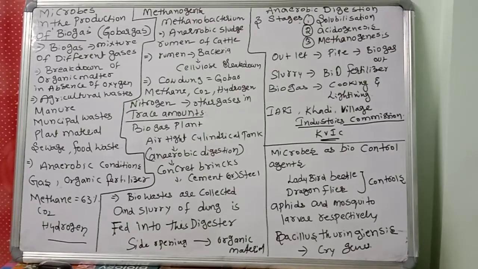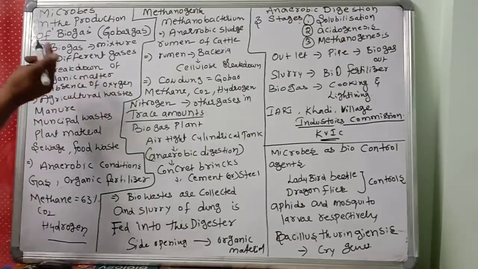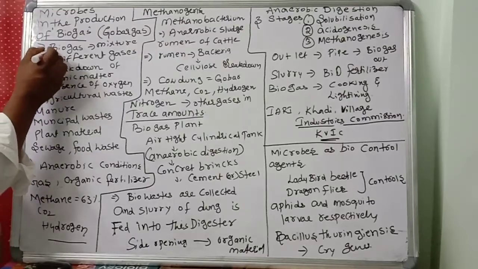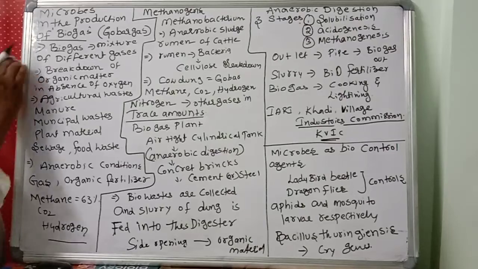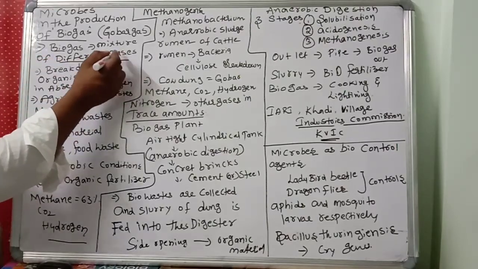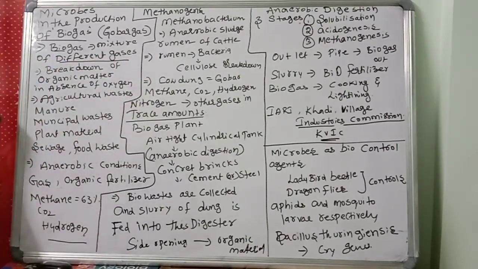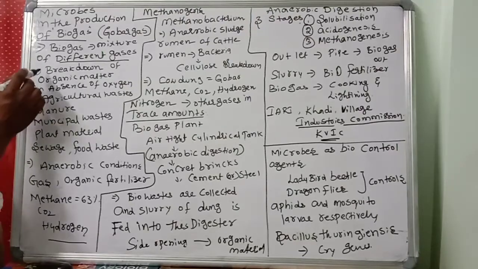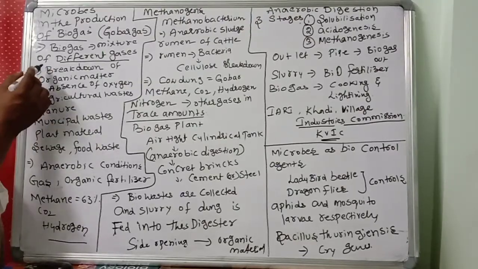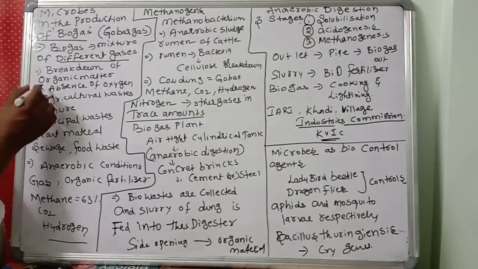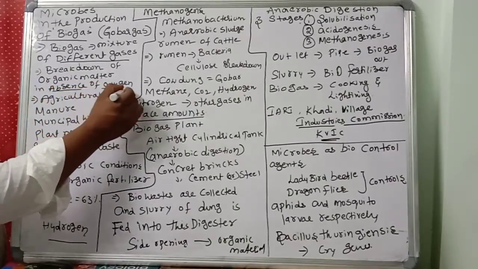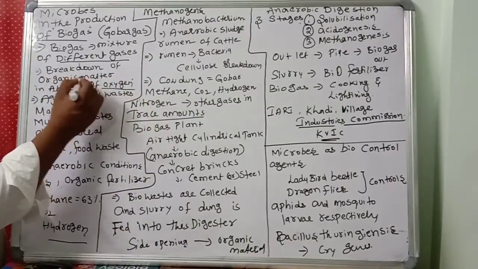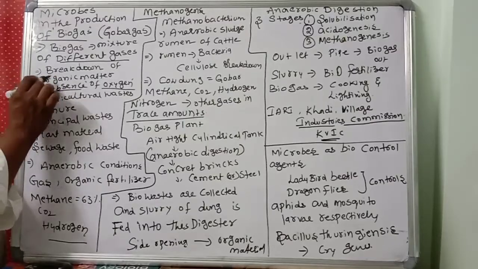Biogas is a mixture of different gases. Biogas is also gobar gas. Gobar gas means not a single gas. It's a mixture of different gases like methane, carbon dioxide and hydrogen. So how is this biogas formed? By the breakdown of organic matter, so cow dung, organic matter, in the absence of oxygen. This is a very important point. In the absence of oxygen, there is breakdown of cow dung organic matter.